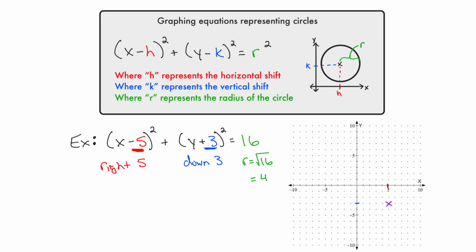we are going to go up 1, 2, 3, 4, and draw a dot. From our center again, we're going to go right 1, 2, 3, 4, and draw a dot. From our center, we're going to go down 1, 2, 3, 4, and draw a dot. And from the center, left 1, 2, 3, 4, and draw a dot. And then we are going to connect those dots as best our artistic ability allows to attempt to draw a circle. And this is the graph of the example provided.